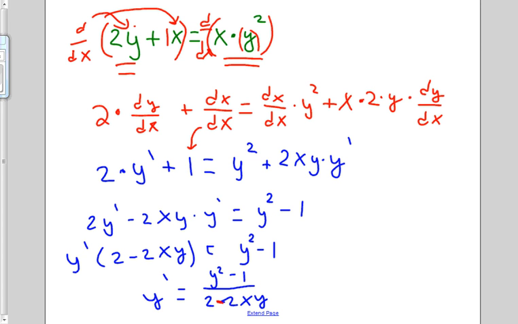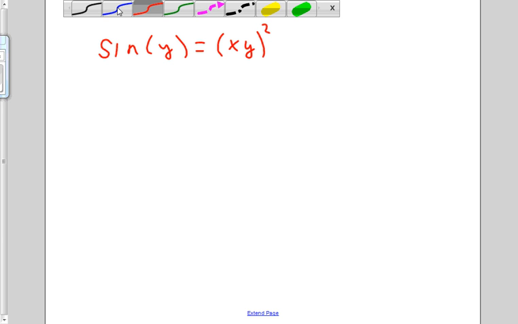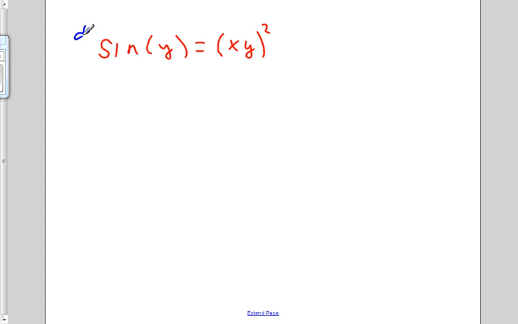And just one more example, and if you think you get it, then by all means don't watch this example. So the last one, let's say sine of y equals, let's say, x y squared. Okay, so just some random implicit equation. So we take the derivative of both sides. So we get the derivative of the left side and the derivative of the right side.